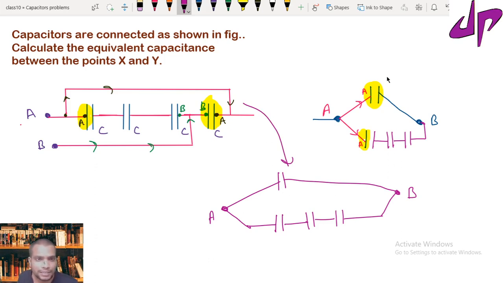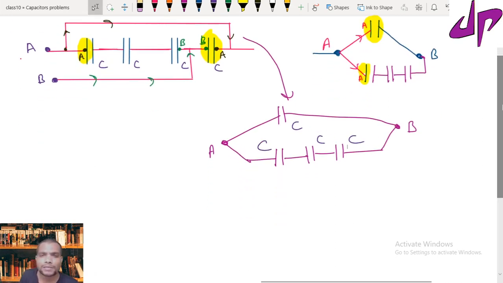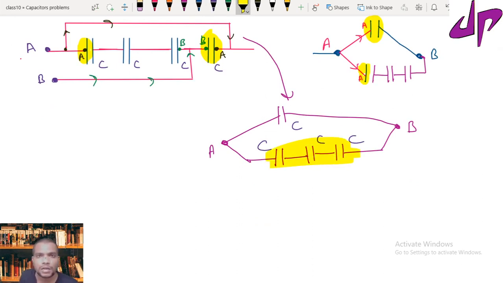How did we connect? Just the rearrangement of the capacitors. So you can follow the pointing connections and junctions in the proper manner. Now here it is easy to find out since they all have equivalent capacitance C. So it is all C, C, C. Now it's easy to find out the equivalent capacitance. Now these three are in series.